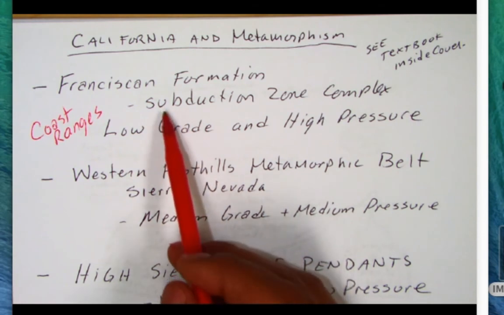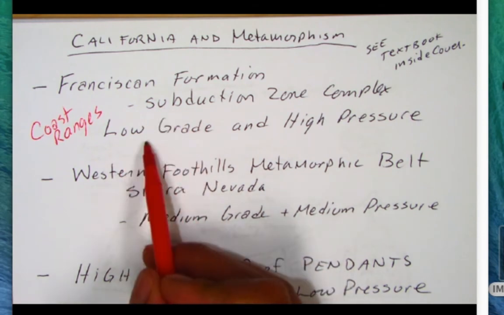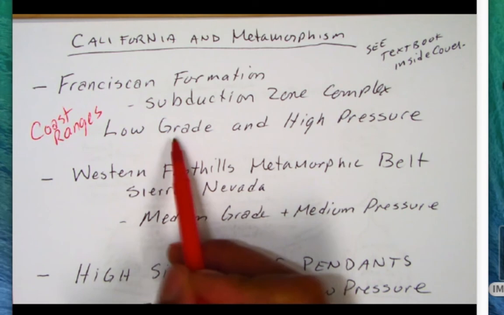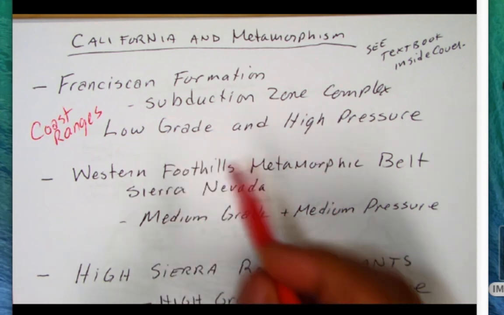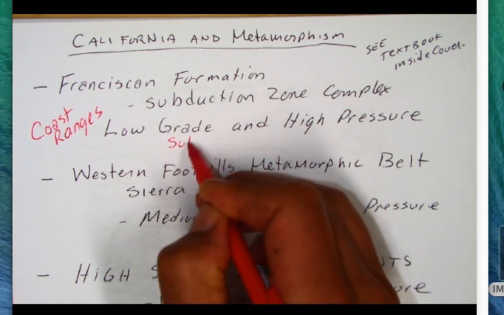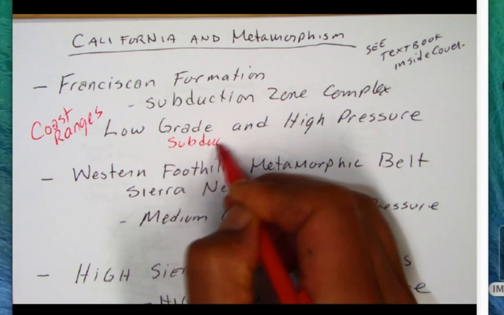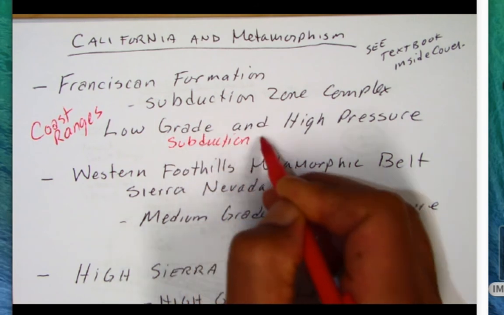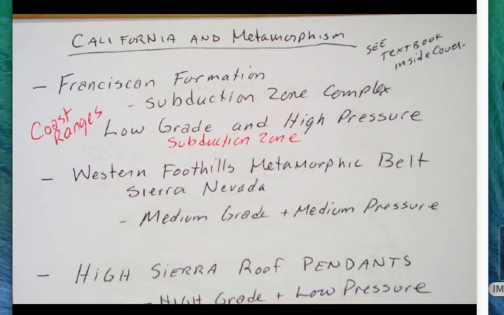But Franciscan formation, again, low grade, but high pressure. So that's going to be our subduction zone, where we're seeing this cold ocean lithosphere being pushed into the mantle. Once it gets down there, it warms up a little bit, but you're going to have lower grade than you should have at those depths within the earth.